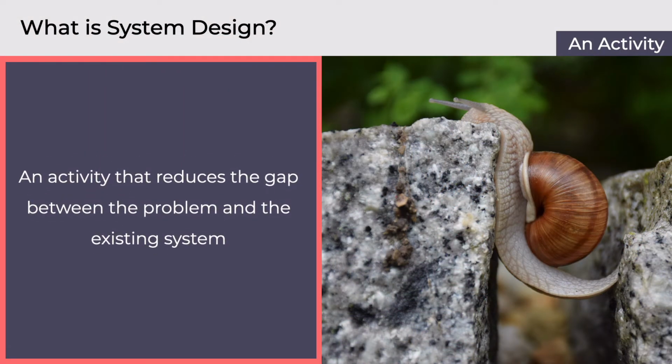We can define system design as an activity that reduces the gap between the problem and the existing system. Now let's ask the question, what is the problem that we are referring to here? Simply, the problem refers to the set of requirements that we have received from stakeholders. That is what we want a system to achieve. Now, the existing system does not behave and support the new ask. So there's a gap between the problem and the existing system that we have. Our goal is to fill this gap, and for that, we should create the system design followed by its implementation.